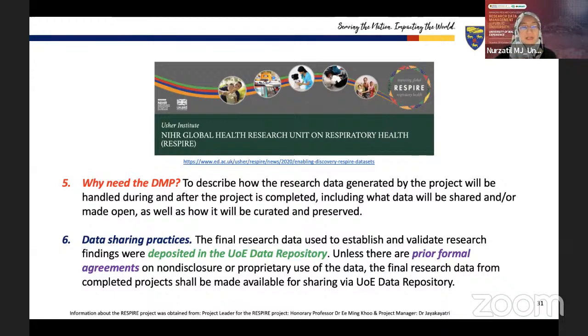And then the University of Edinburgh has set up a data repository for the researchers to deposit the data. So at the end of the day, by sharing this, they have a way to establish and validate their research findings. And of course, putting out the data goes back to the nature of the data itself. If there are formal agreements, or if this is sensitive data, then there are some exceptions applied to that.